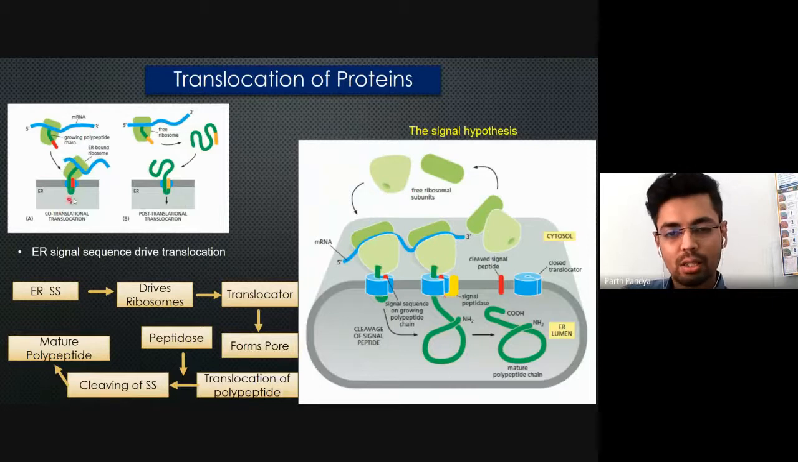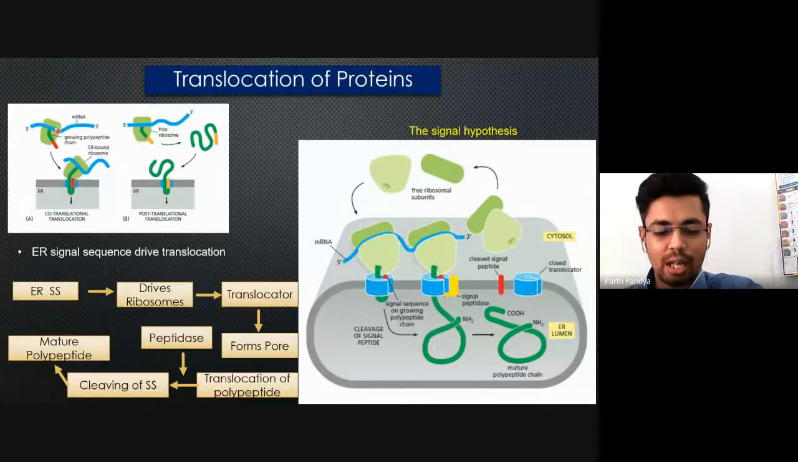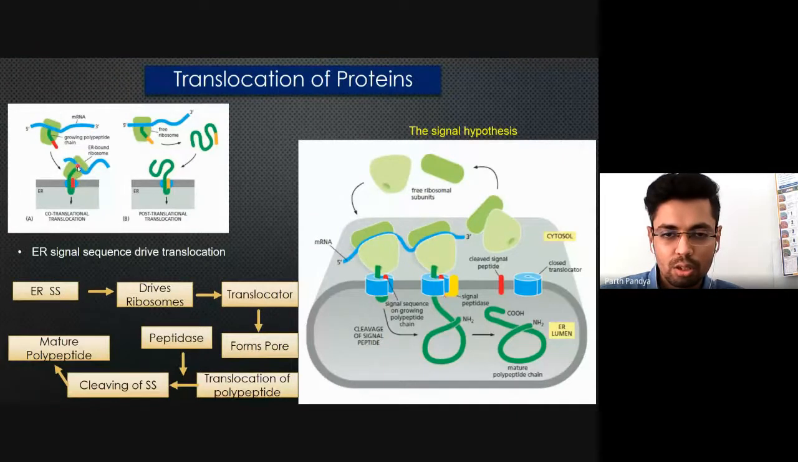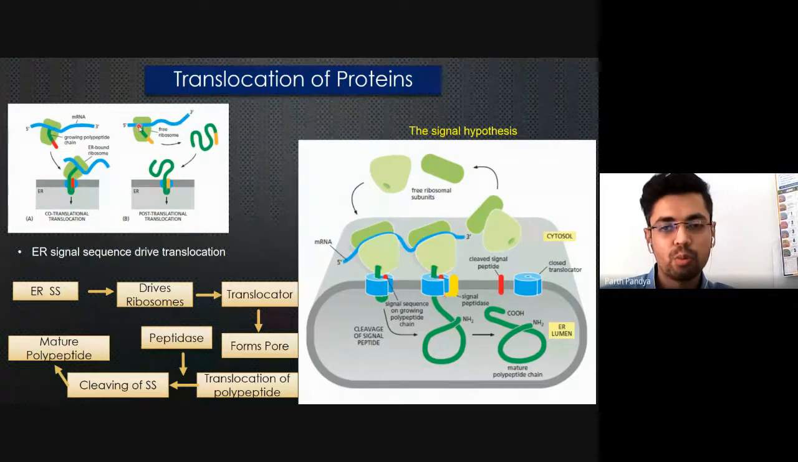Co-translational translocation is the mechanism where the ribosome comes with the mRNA and the growing polypeptide chain. It gets attached to the endoplasmic reticulum membrane, and the translocation starts right there, so the protein being made goes inside it. In post-translational translocation, the protein is made outside the ER, with no attachment, and once it is fully made, it gets attached and then translocated.